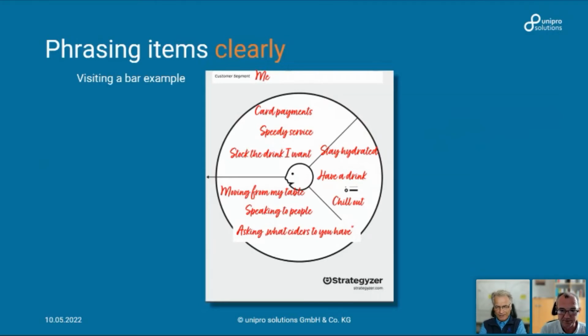You want to go there and have a drink, basically. So customer jobs, as far as I can read this: stay hydrated, have a drink, chill out. Gain is a card payment, speedy service, stock the drink I want. Pains are moving from my table, speaking to people, asking what ciders do you have. How useful would this be for creating a product or a service? Feel free to comment what you think is irrelevant, or what's relevant, or what's good or bad. That's the idea. Anything will do.